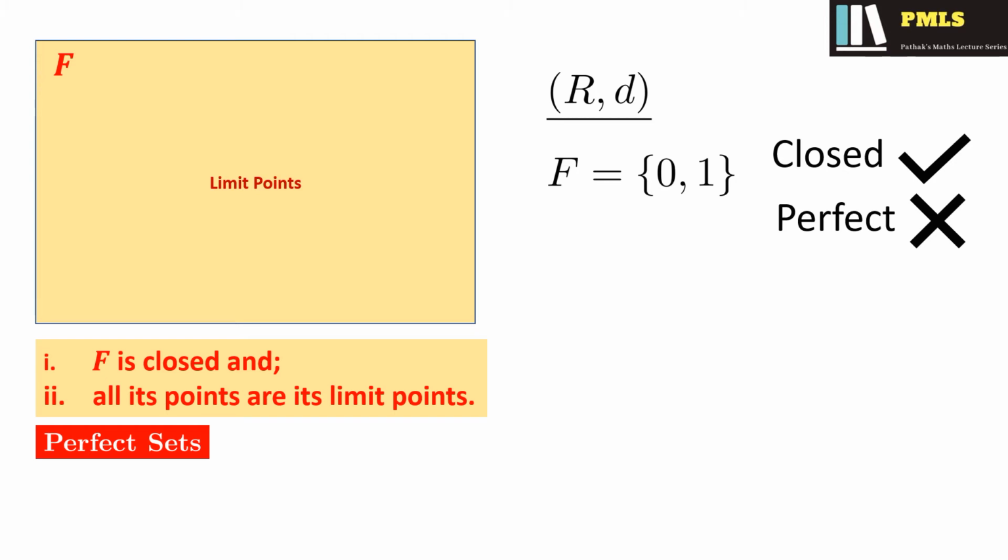Now let us see this situation in another example when we take F to be a closed and bounded interval with the endpoints 0 and 1. Then the only limit points of this set are the elements in this interval. Therefore, it satisfies both the conditions of being a perfect set, that is, it is closed, as well as all its points are limit points, and therefore it is a perfect set. Let us now proceed to observe another situation when all the points of a set are its isolated points.